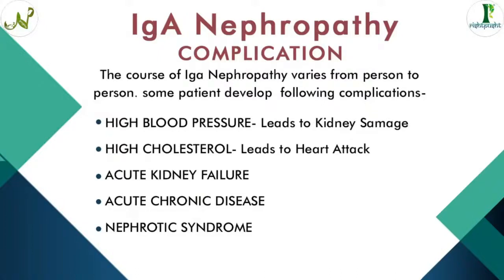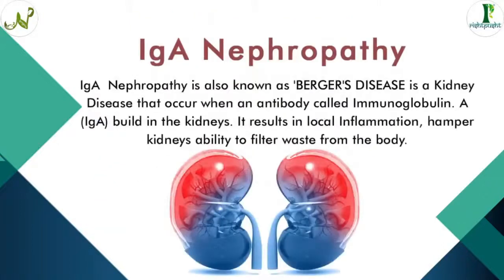We see so many IgA nephropathy patients coming to us with nephrotic syndrome, where the proteins are leaking, and the proteinuria as a result is causing swelling as well as a number of complications inside the body. Another thing, IgA nephropathy is also known as Berger's disease. This is a very common term used for IgA nephropathy patients.